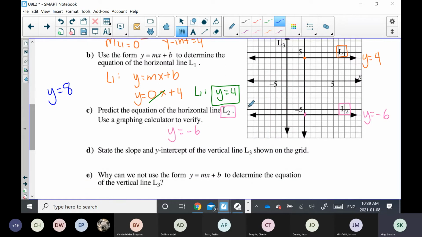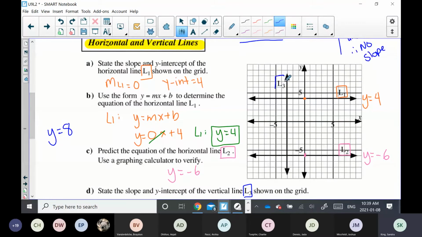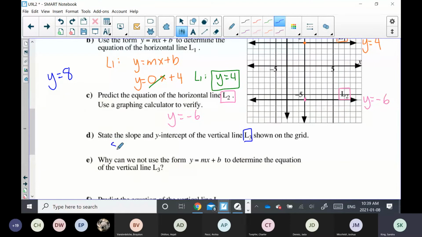Now we're going to figure out vertical lines. For vertical lines, it says state the slope and y-intercept of vertical line 3. So let's find L3, right here. It's this vertical line here. We know that the slope is undefined because it's vertical. Let's write slope, because it says state the slope. So slope is undefined.